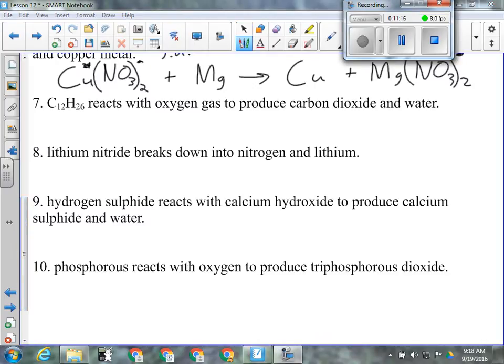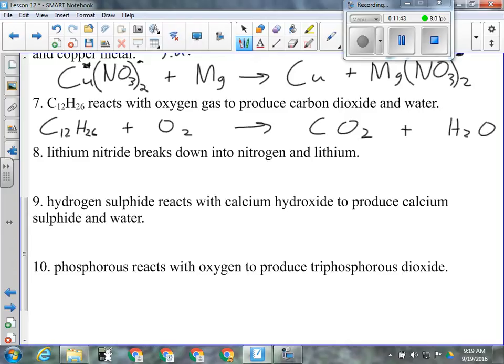Okay, so number 7, I got dodecane, C12H26. And this is probably how I would do it on a test, is I would just give you the formula and then have you just copy it, as opposed to give you the name. And it's going to react with oxygen gas, and that's going to form carbon dioxide and water.